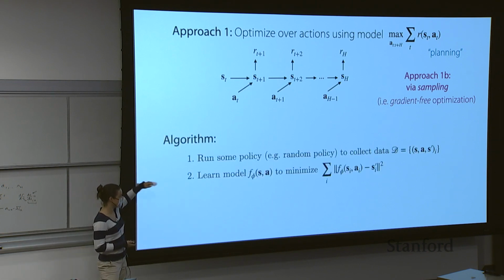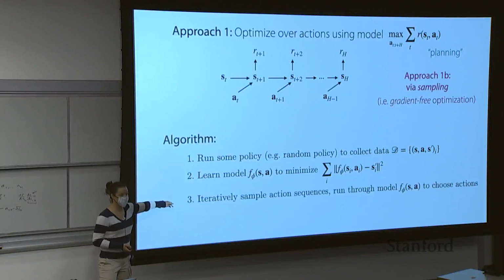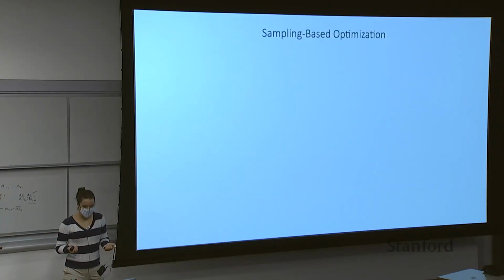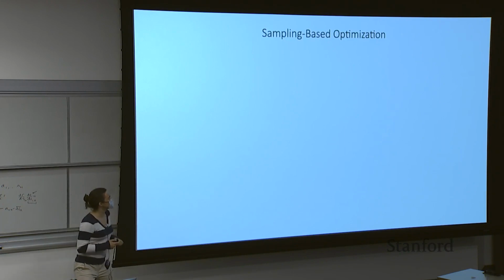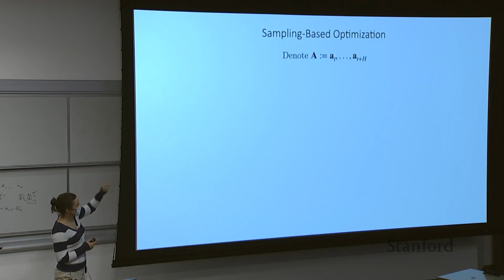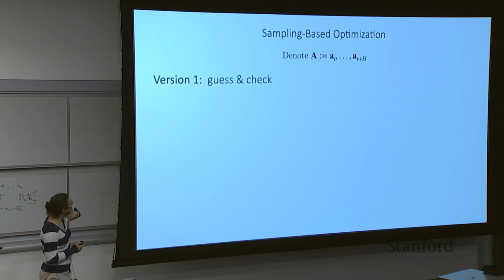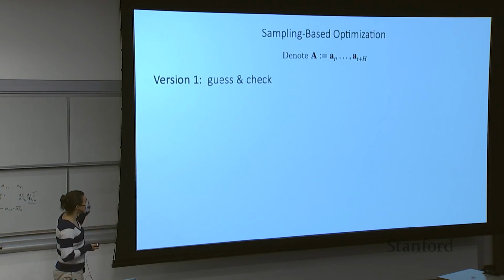We're going to run some policy, use a model to fit the dynamics from that data, and then we're going to perform a sampling-based optimization to choose actions. What do different sampling-based optimizations look like? The dumbest approach is to basically just randomly sample and pick the best one. What this looks like is we'll denote our action sequence with capital A, just for brevity. And the simplest approach that we could do here is we guess and check.